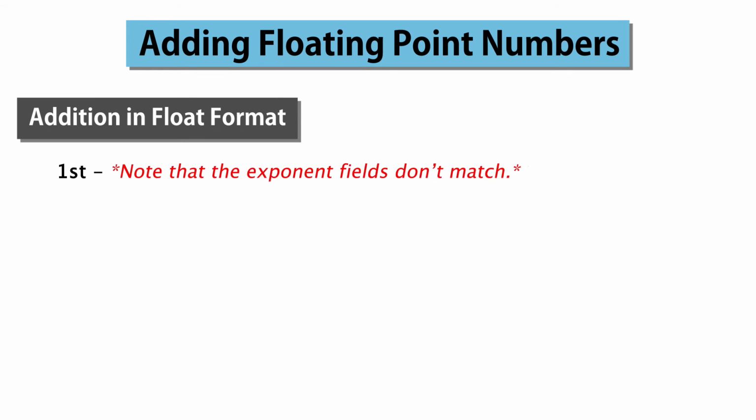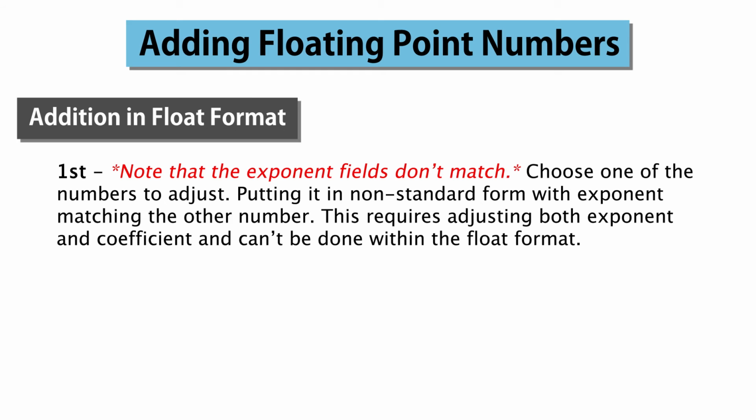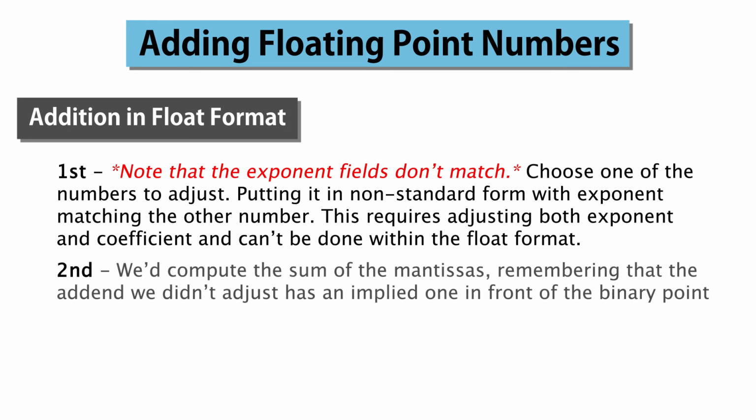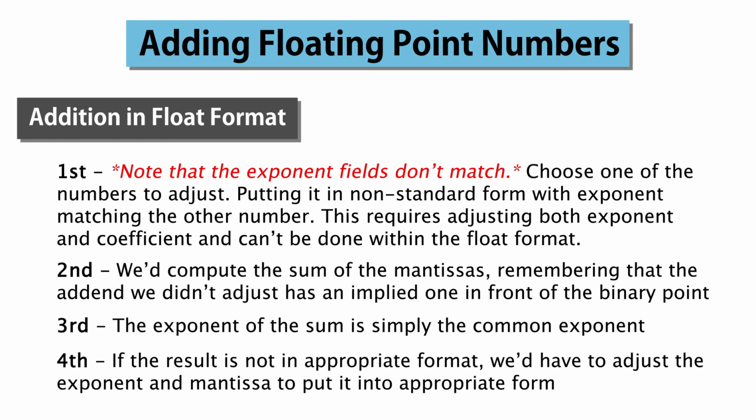To add these together, we'd perform the following steps. First, note that the exponent fields don't match, so choose one of the numbers to adjust. That means putting it into non-standard form, with exponent matching the other number. This requires adjusting both exponent and coefficient, and can't be done within the float format. Second, compute the sum of the mantissas, remembering that the add-in we didn't adjust has an implied 1 in front of the binary point. Third, the exponent of the sum is simply the common exponent. Finally, if the result is not in appropriate format, we'd have to adjust the exponent and mantissa again to put it into appropriate form. This may also involve rounding the mantissa.